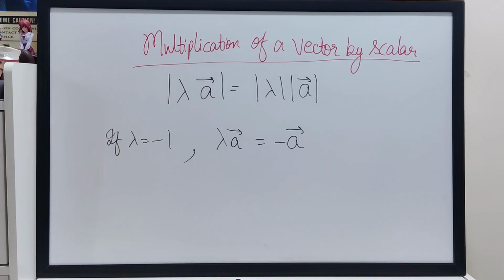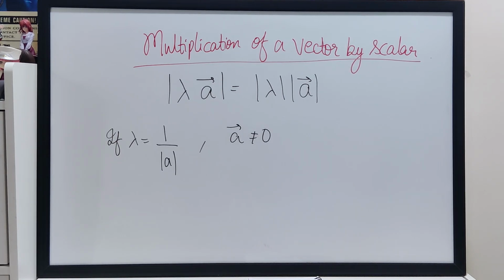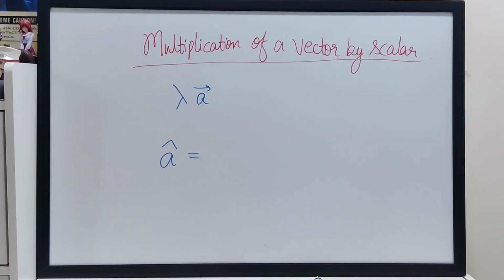If lambda equals minus 1, then lambda A is equal to minus A, which is negative of a vector or simply additive inverse. If lambda is equal to 1 by magnitude of A, where A is not equal to 0, which means A is not a null vector, then lambda A will be vector A by modulus of A, which is 1. So it can be written as a unit vector. If lambda A is a unit vector in the direction of A, we can write the unit vector as vector A by mod of vector A, which is the magnitude of vector A.